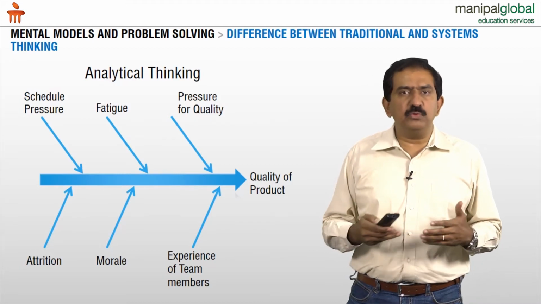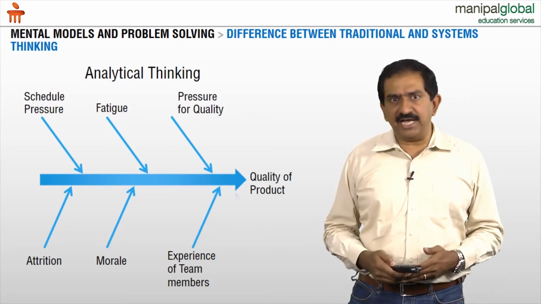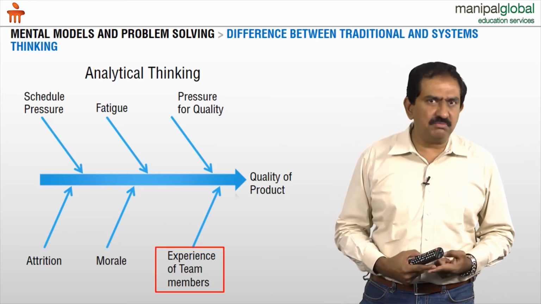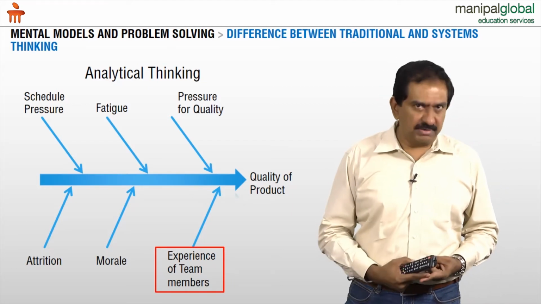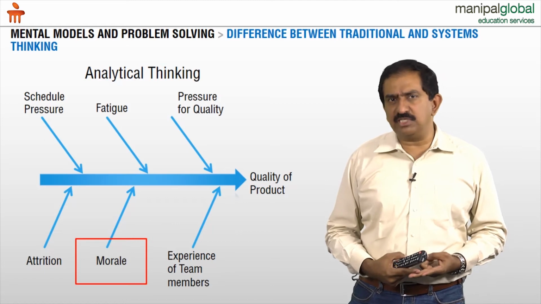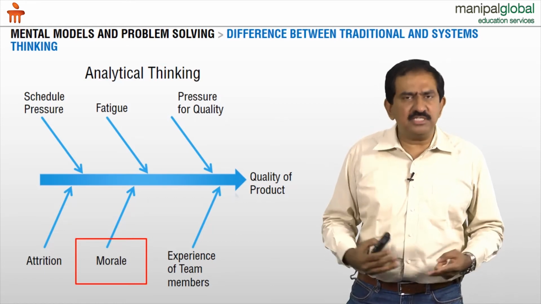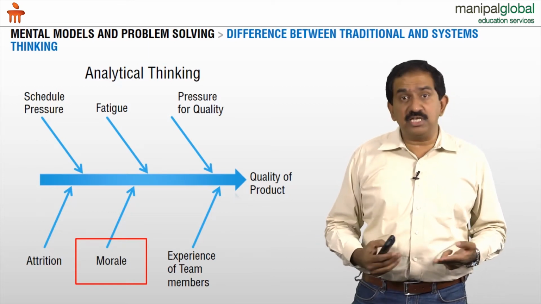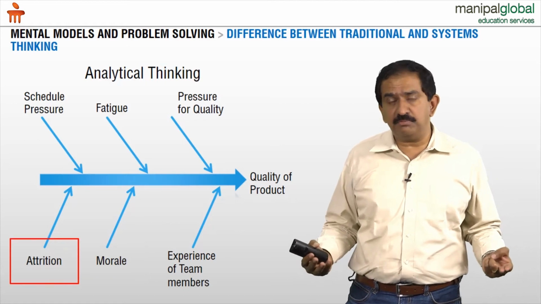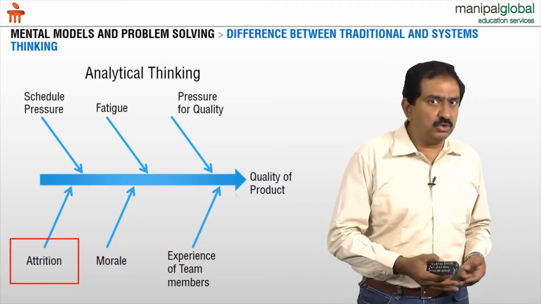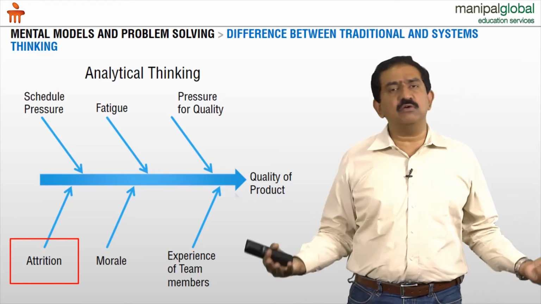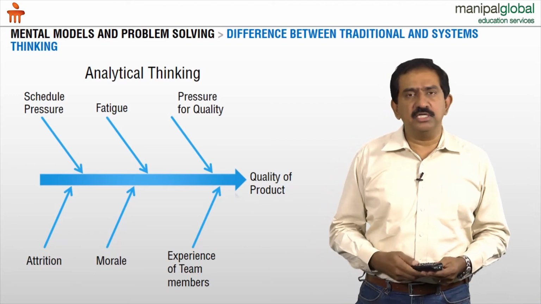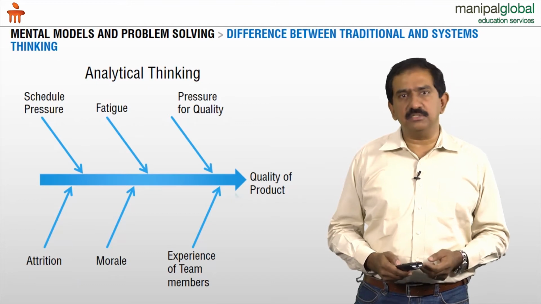Now, if you were to do analytical thinking, you would break it down and you would say, you know what, the quality of a product can be defined by the experience of the team members. So the more the experience of the team members, the better the quality. We could talk about the morale of the team members. If they have a high morale, that means they're motivated, they're energetic, they want to do good, and therefore the quality will be much better. You could say, if I had large attrition in my team, then I keep bringing new people into the team, they don't understand the system, and the quality of the product would be less.